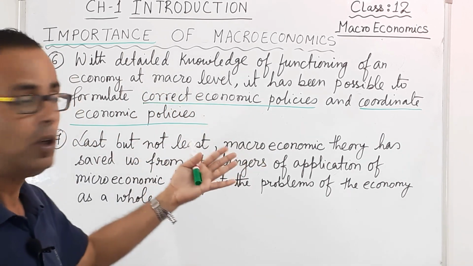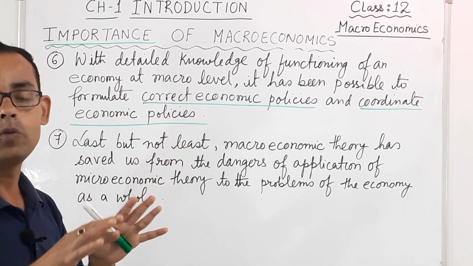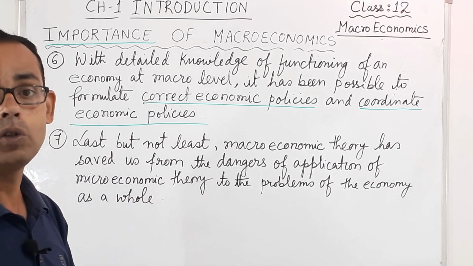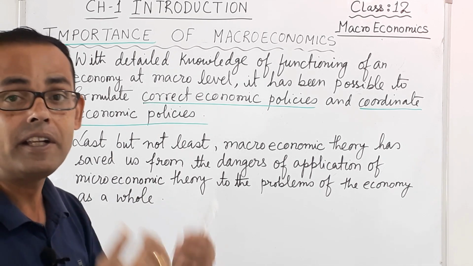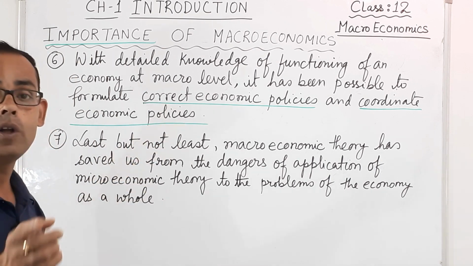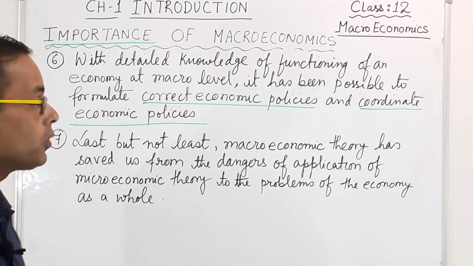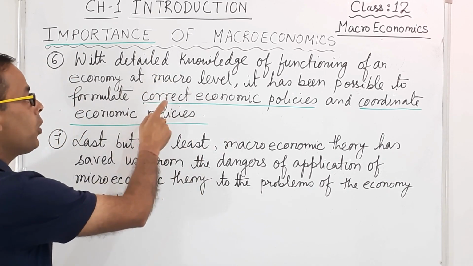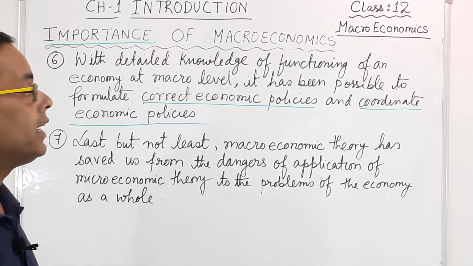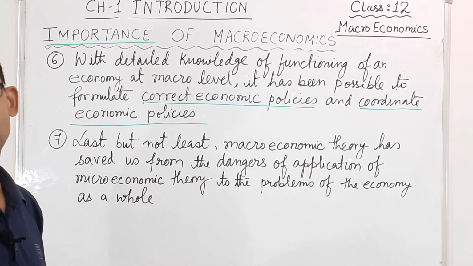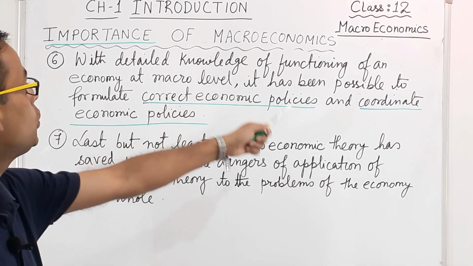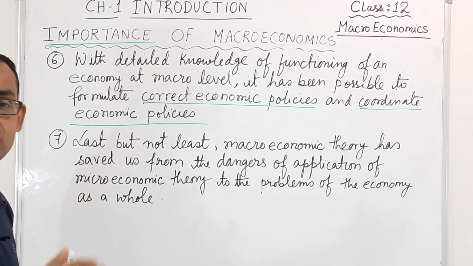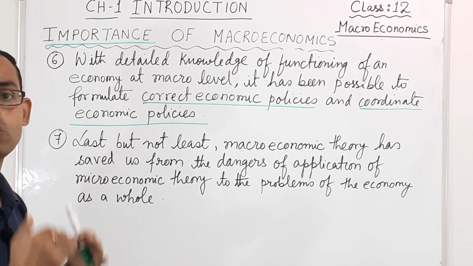So we have to control or check the problems. So what are the causes? Once the causes are found out, then we have to think about their remedial measures. So for the remedial measures we have to make economic policies. And what type of economic policies? Correct economic policies. If you make a wrong economic policy, then it will not work. Then coordinate those economic policies, and you have to work on the new policies which have been taken.